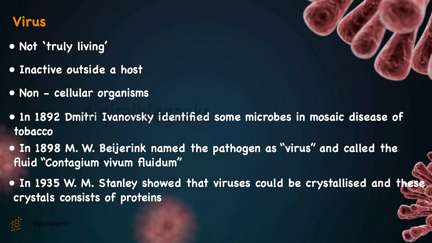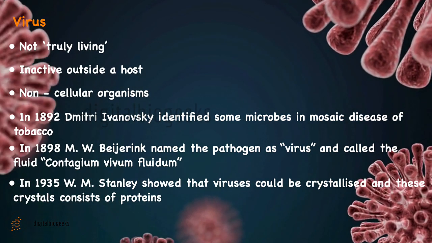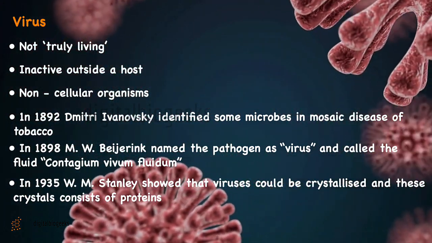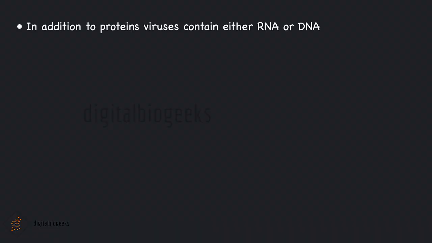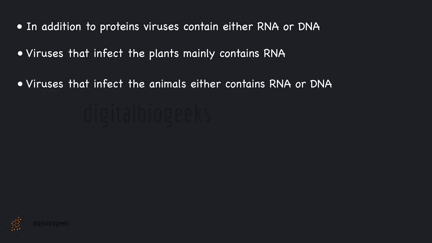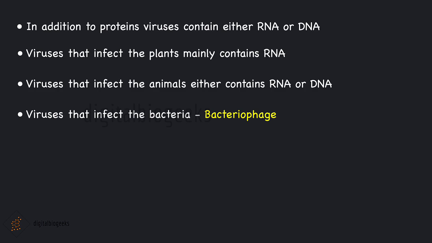Later, in 1935, W.M. Stanley showed that viruses could be crystallized and those crystals consist largely of proteins. In addition to protein, viruses contain genetic material. This can be either RNA or DNA. Viruses that infect plants mainly contain single-stranded RNA, and viruses that infect animals contain either RNA or double-stranded DNA. Bacteriophages are viruses that infect bacteria and they contain double-stranded DNA.